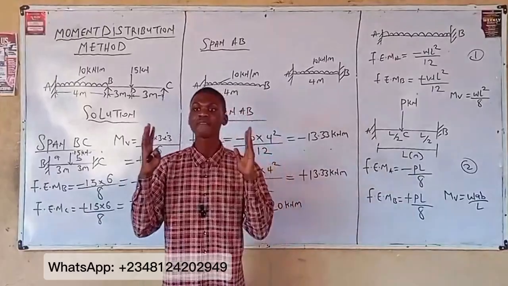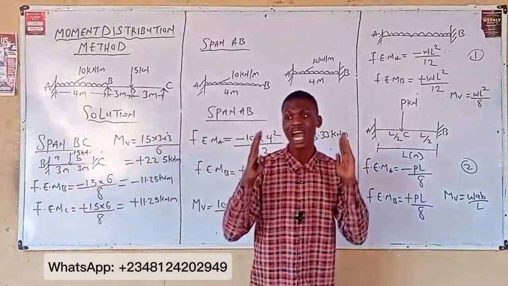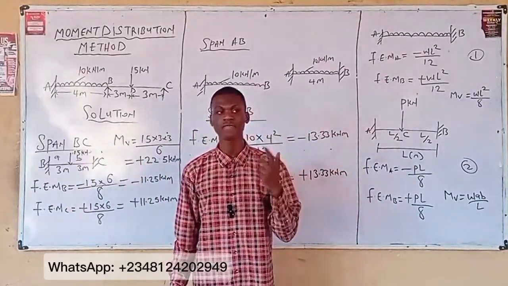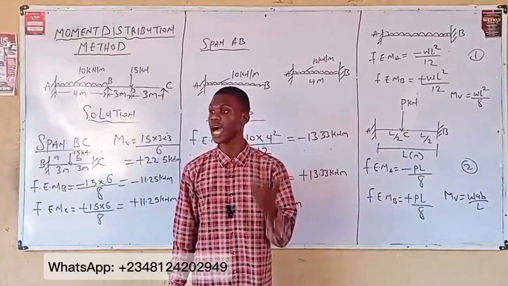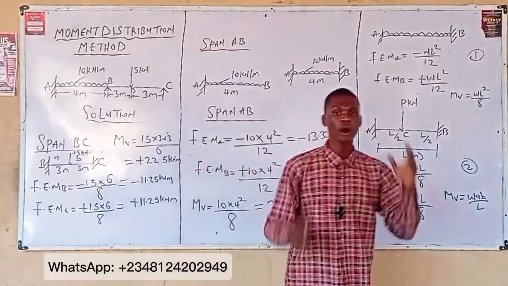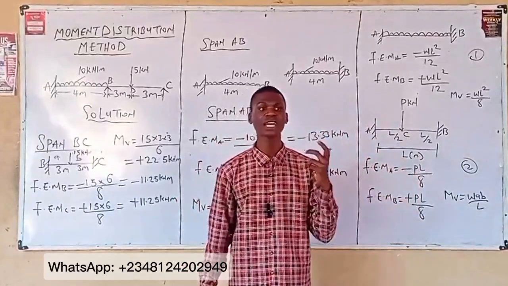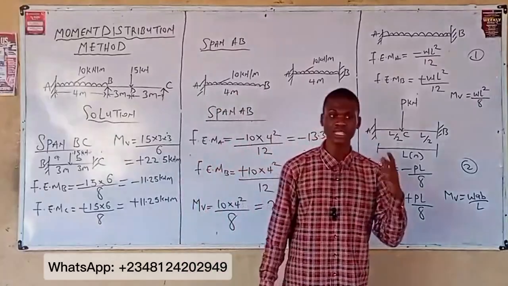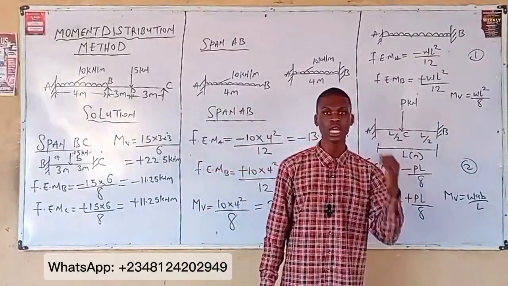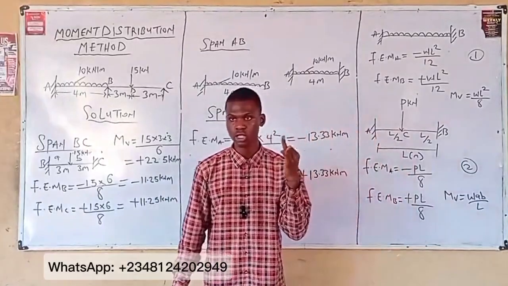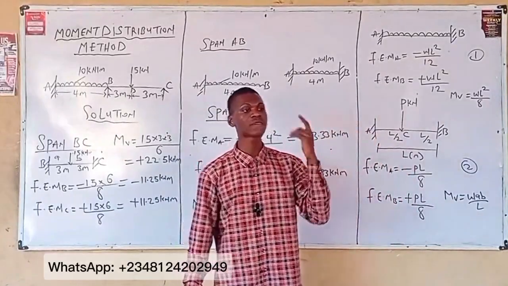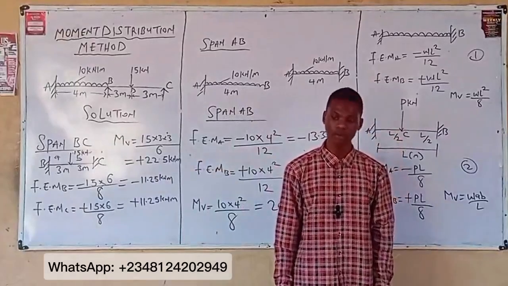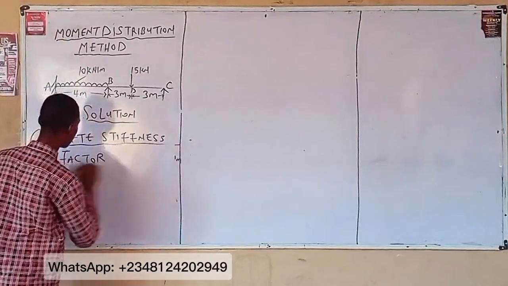If your beam is having a fixed support, the stiffness factor becomes 4EI over L. If your beam is having a pin support, roller support, or a hinge support, the stiffness factor is what? 3EI over L.